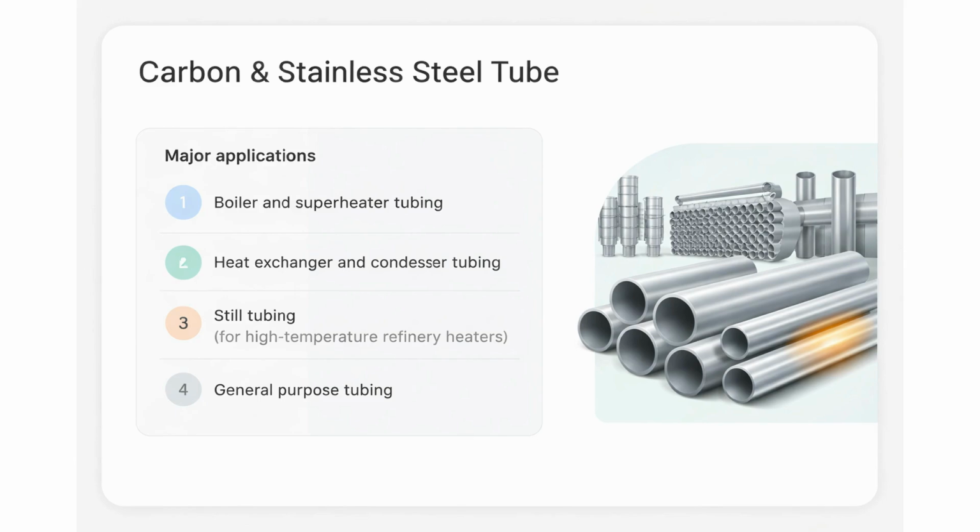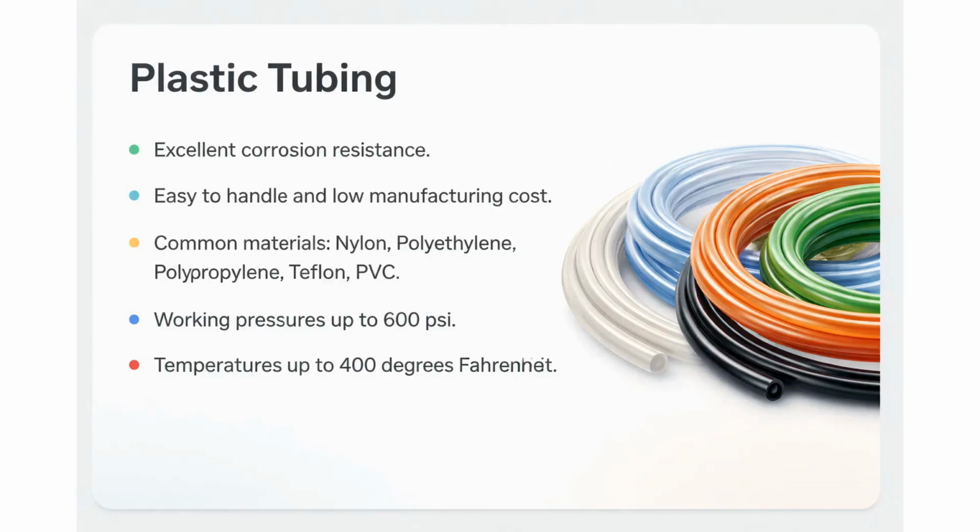Don't overlook plastic tubing. Because of its excellent corrosion resistance, low cost, and ease of handling, plastic is incredibly common today. Materials like nylon, polyethylene, and Teflon are used for everything from instrumentation air to pharmaceutical lines, handling pressures up to 600 psi and temperatures up to 400 degrees Fahrenheit.